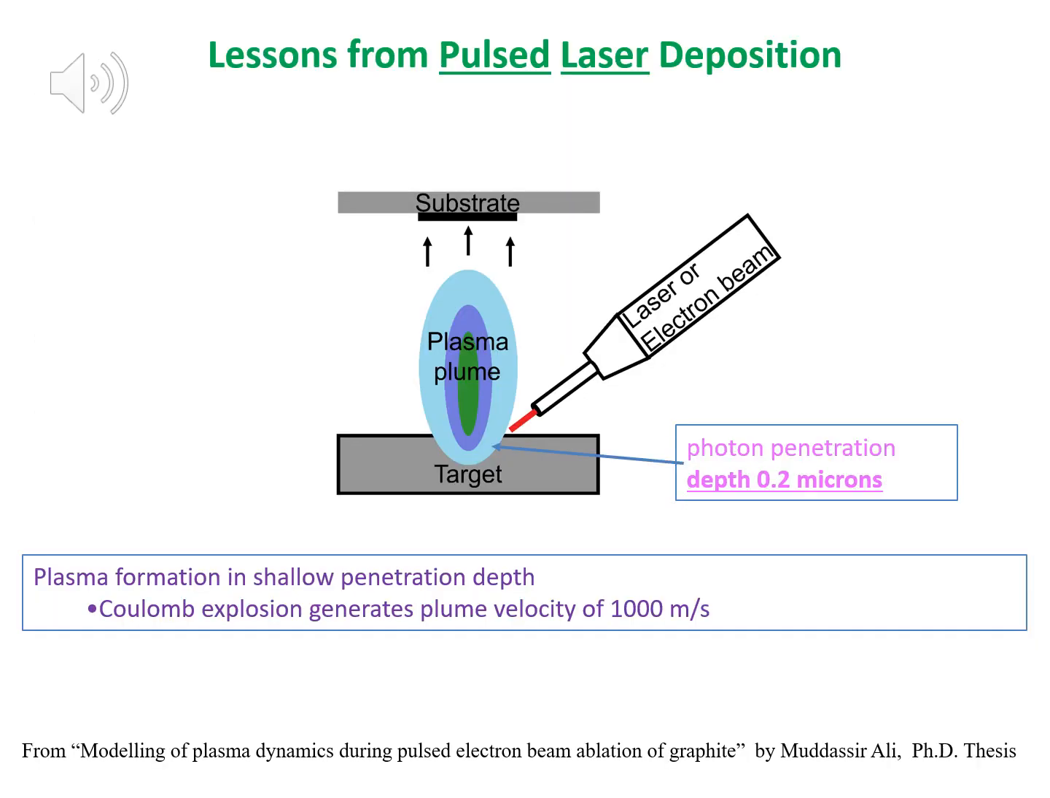I want to point out an analogy with electron beam or pulsed laser deposition, where you create a dense plasma of material by the energetic deposition of the photons, and you have Coulomb explosion that generates a plume velocity of 1,000 meters per second. I want to point that Coulomb explosion out here.